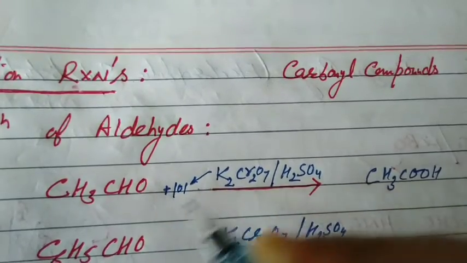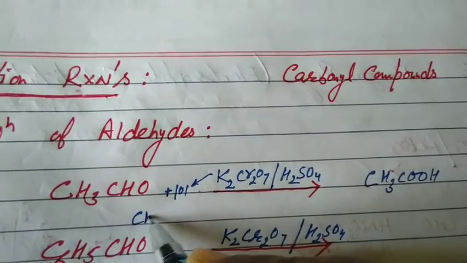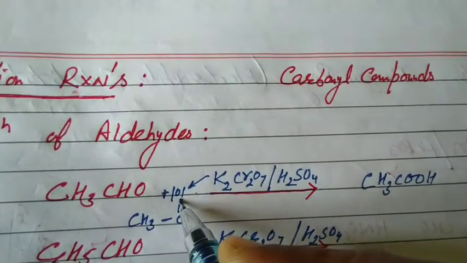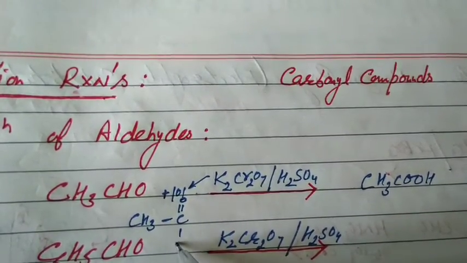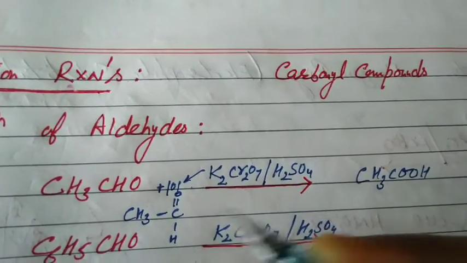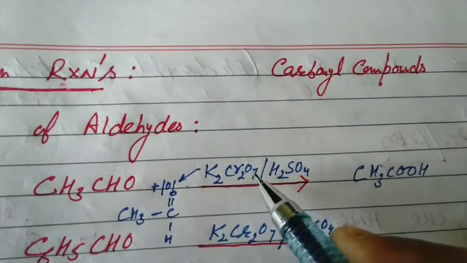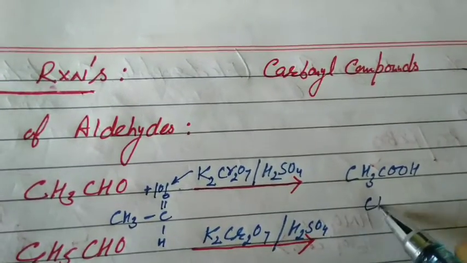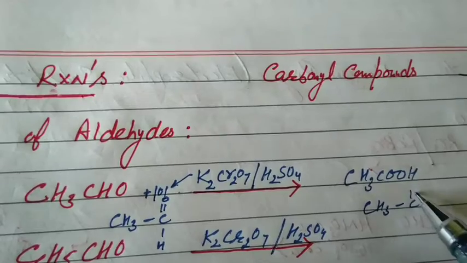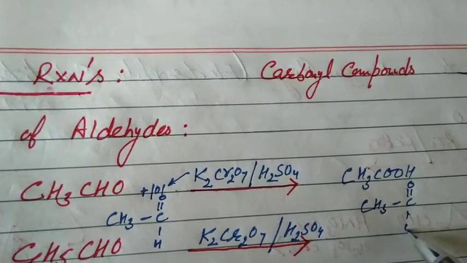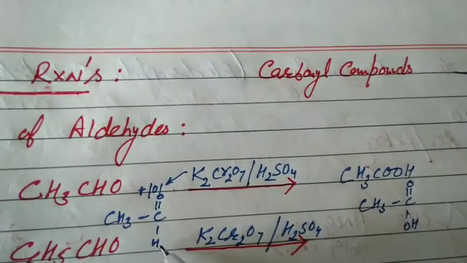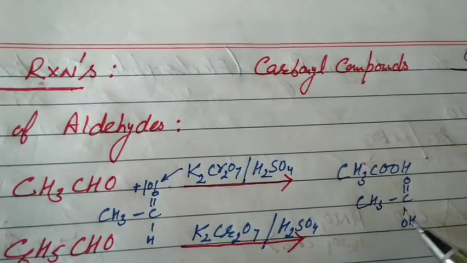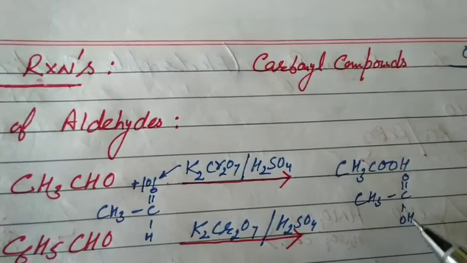Aldehydes are readily oxidized. They are easily oxidized because, in aldehydes, the carbonyl carbon, as in CH3CHO, is linked with hydrogen on one end. When we treat it with a normal oxidizing agent at room temperature, it changes to CH3COOH. Due to the presence of a hydrogen atom on one side of the carbonyl group, it is easy to oxidize it to COOH. That is, the product is CH3COOH.